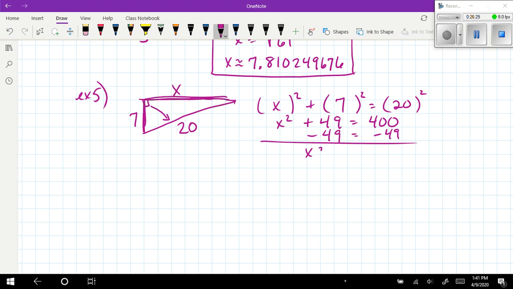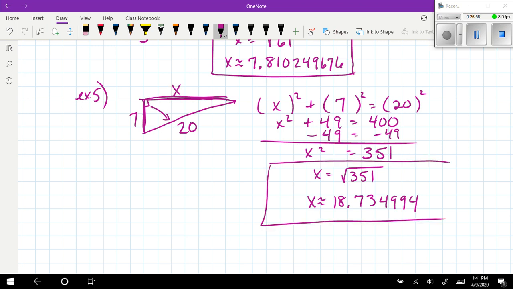And I end up with x squared is equal to 351, which means x will be the square root of 351. I don't know what I could possibly do with that. I suppose I could break it down by 3, could do something else with it. Let's just throw that into a calculator, and that is going to give me 18.734994. So there you go. Those are my two answers, and it's about 18.73.